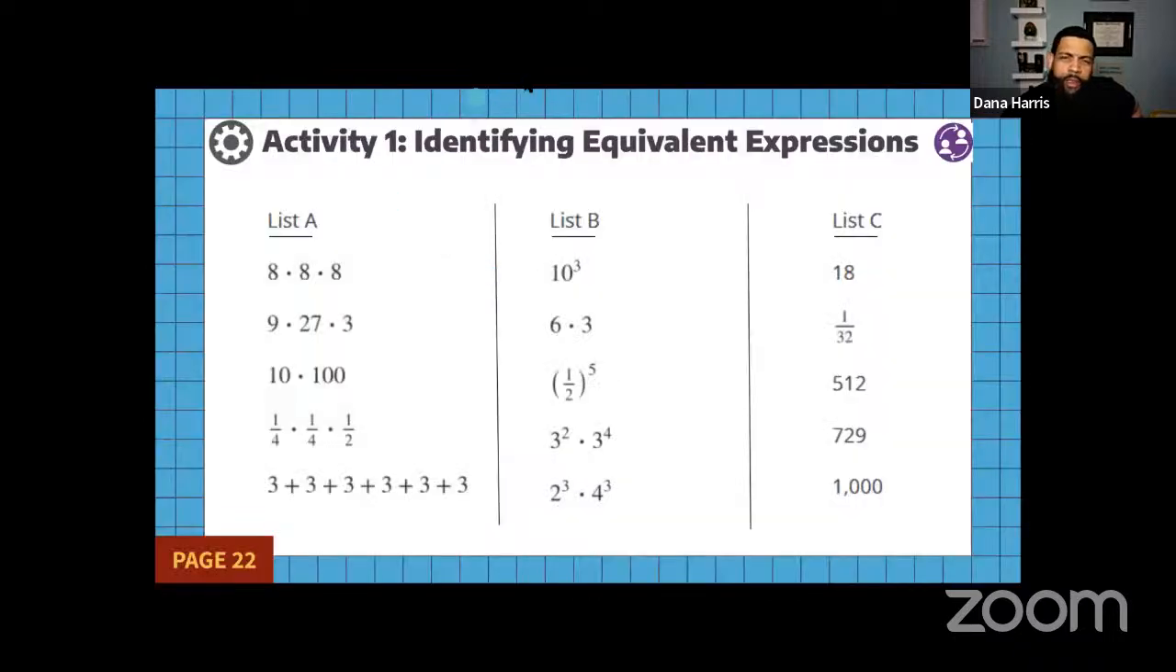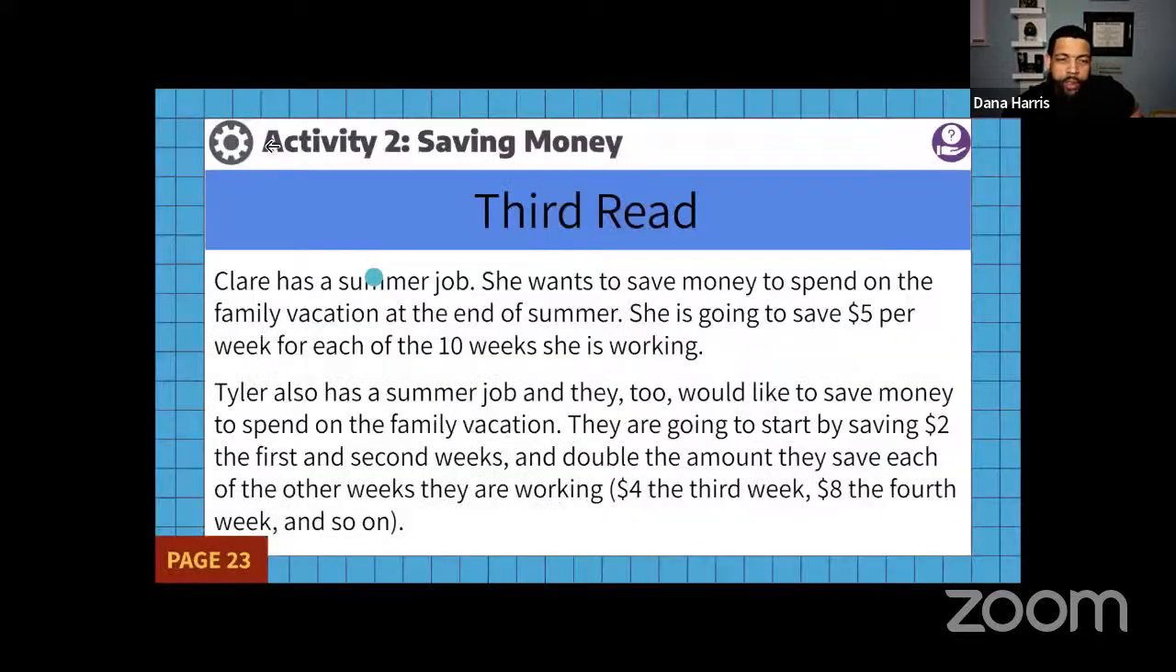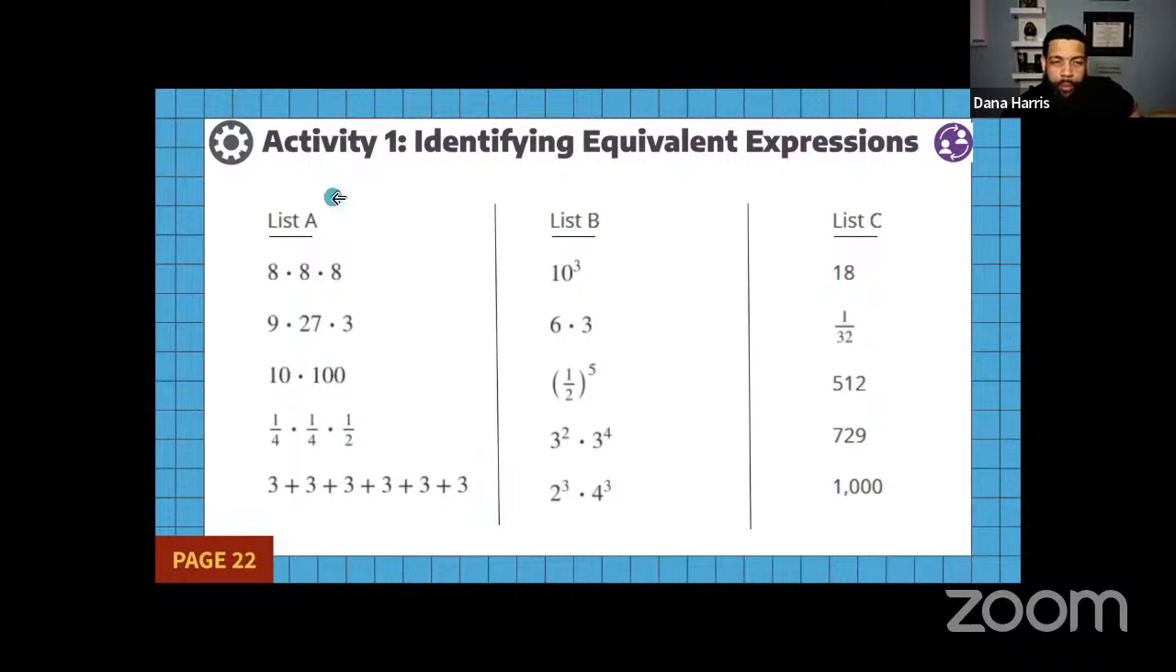All right, this one, I like this activity, right? Because with this activity, you want to take this and you want to match. So we have some lists, right? And so we want to match an expression from list A, B, and C. Okay, so there are 3 lists, and from each list you can match another expression from the next list.